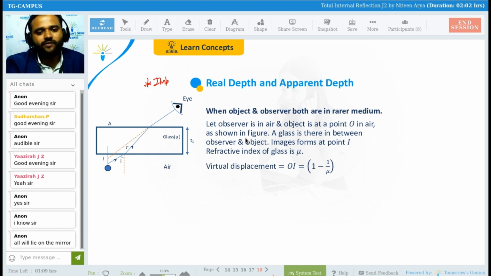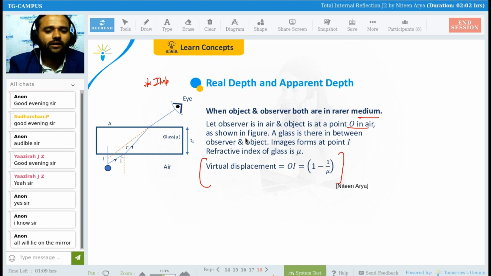When an object observes, you can say when the object and observer are both in the rarer medium. Let the observer be in the rarer medium and the object at a point O in air. As you can see in the figure, a glass is there in between observer and object. The image is formed at this particular point I. The refractive index of glass is mu. So again, virtual displacement is always T1, T1 is missing here, T1 into (1 minus 1 by mu).